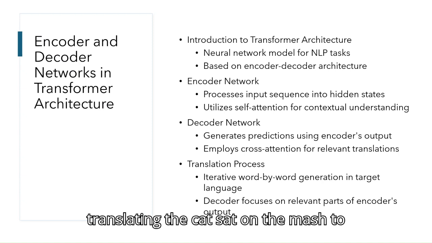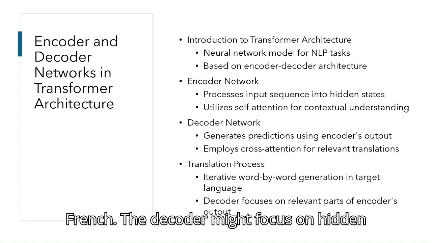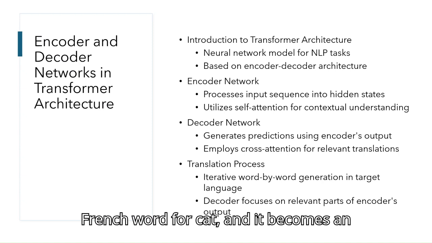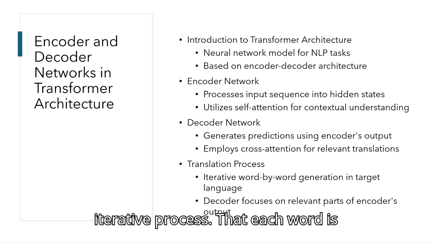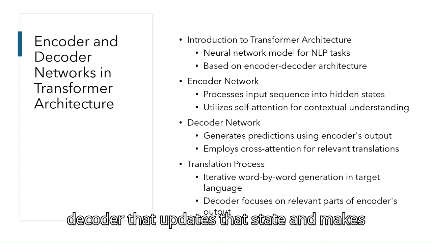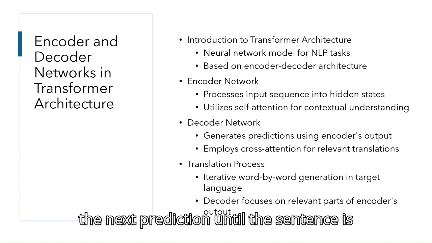For example, when translating "the cat sat on the mat" to French, the decoder might focus on the hidden states for "cat" when trying to predict the French word for cat. It becomes an iterative process: each word is generated in French, and the decoder updates its state and makes the next prediction until the sentence is translated.